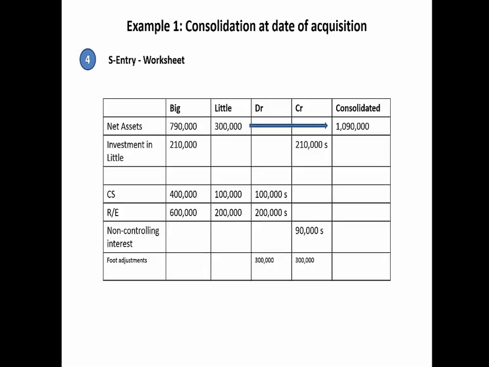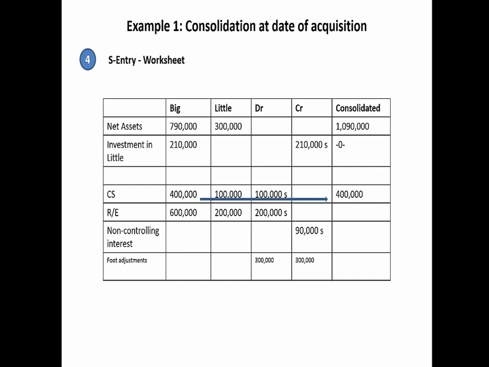And now we simply add across each row. Again, net assets, combined economic resources, $1,090,000. The investment in Little account gets eliminated. That always goes to zero. That's one of our sort of reliable check figures. No matter what else happens, the investment in Little must go to zero.